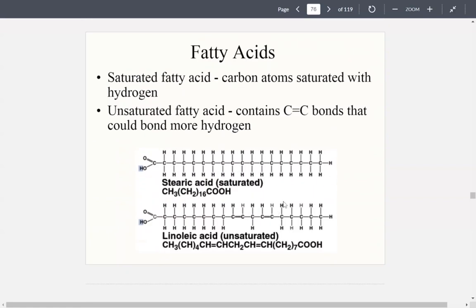If all of the bonds are single covalent bonds, it is referred to as a saturated fatty acid. So every carbon has 2 hydrogens. This is a saturated fatty acid. If we have a double bond anywhere, it is now an unsaturated fatty acid. We call it that because more hydrogen can be bonded. It is not maxed out yet.